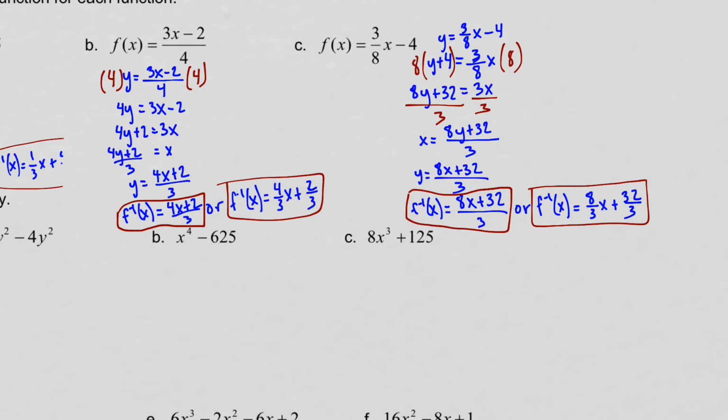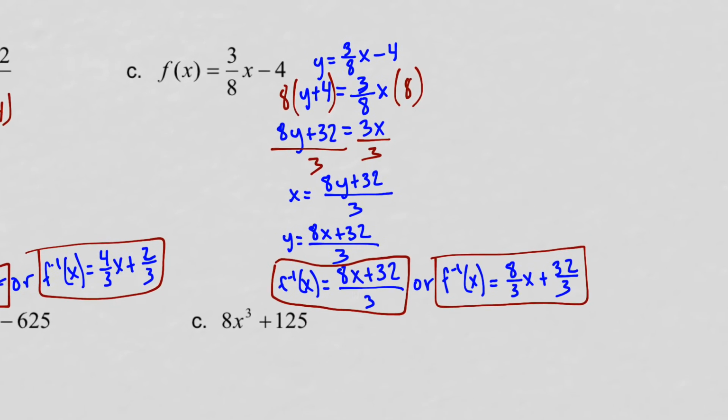In part B, I decided to go ahead and multiply both sides by 4. I felt like that was the fastest way to get rid of this fraction right here. So it's 4y and then 3x minus 2. And then after that, it's pretty simple to isolate the x. I ended up with y equals 4x plus 2, of course changing it to f inverse. And I wrote it in this form, and also by sharing the 3 with both of the terms on the numerator, it's 4 over 3x plus 2/3.